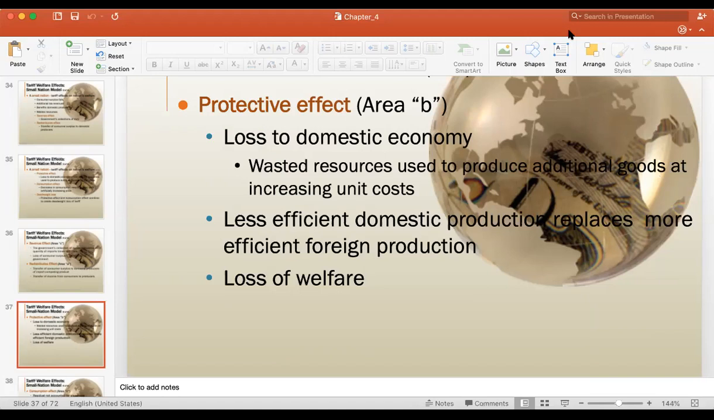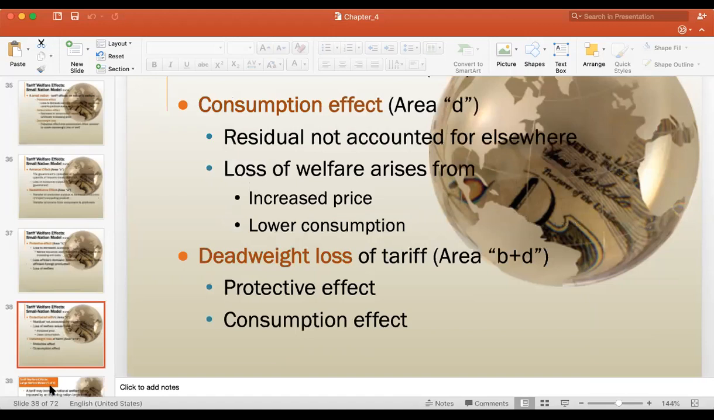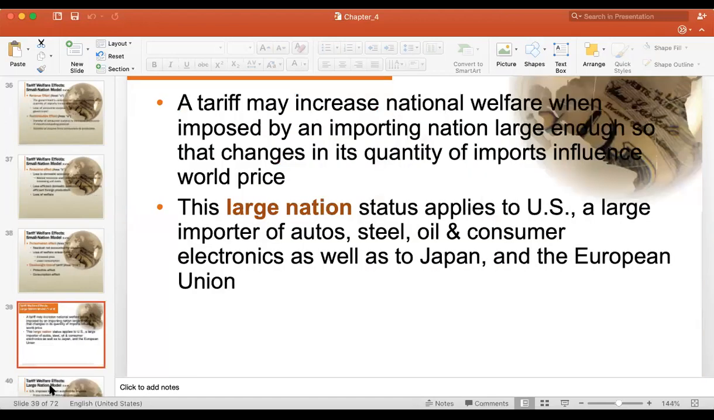And again, as I said, I don't want to repeat myself, but hopefully by now, you know exactly what we mean by all of that. Consumption effect is the residual not accounted for elsewhere, meaning the loss of welfare arises from increased price, lower consumption. Deadweight loss, simply area B plus D, protective effect plus consumption effect. Well, we explained all of that. Any questions so far? Okay, let's continue then.